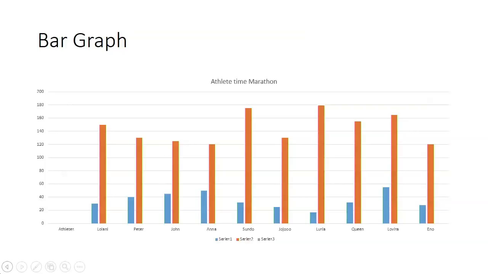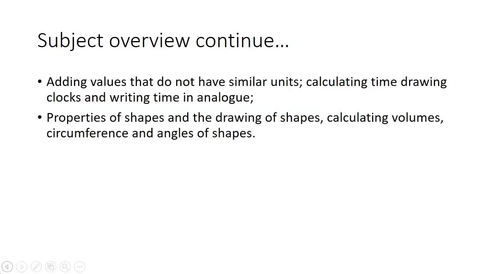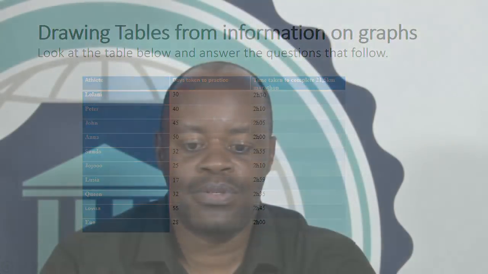Now, how did we get these minutes or the hours? When you look at the time they take to complete the marathon, you will see that it is in hours: 2 hours 30 minutes, 2 hours 10 minutes, 2 hours 5 minutes. What you need to do is convert that into minutes so that you can plot it on the graph. It's very difficult to plot 2 hours 30 minutes on a graph. But if you convert it to minutes, it will become 150 minutes. For 2 hours 10 minutes, it will be 130 minutes. And that is how you plot your graph.